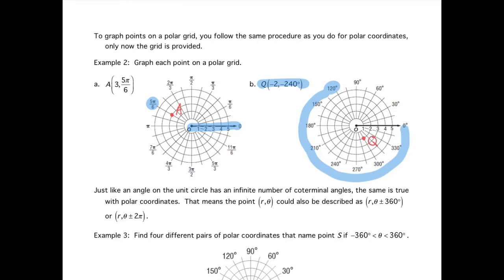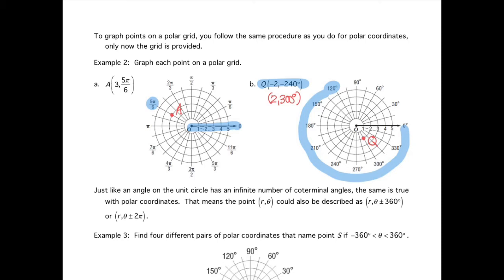And those of you who have already thought ahead have realized that, hey, can't I just call that point (2, 300)? Because that's where it's located. And my answer to that is yes. Just like on the unit circle, there are an infinite number of ways to name coterminal angles, so there are actually an infinite number of ways to name our polar coordinates. And we will frequently ask you to give us a number of other ways to name it in this unit.